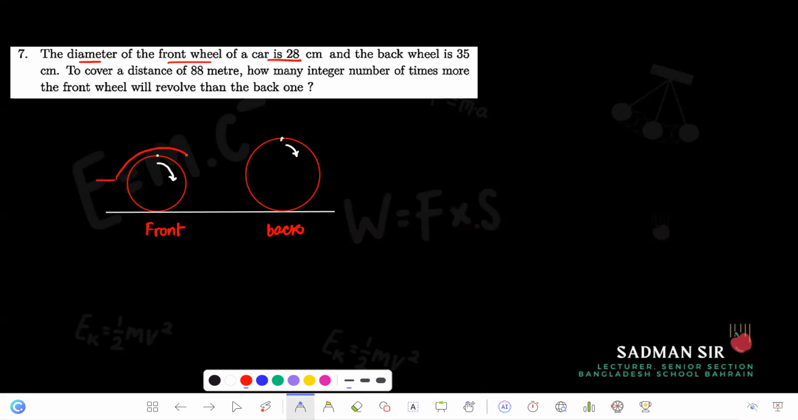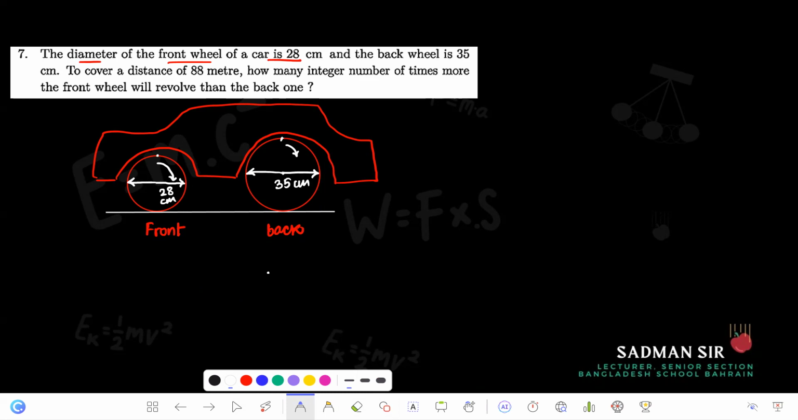So for your convenience, I will complete the figure and draw a vehicle or a car. It's not mandatory, but if you want, you can do it. So front wheel, back wheel. The radius of this one is 28 centimeters, oh sorry, not radius, I think the diameter. So if it is diameter, we can show it in this way. And here the diameter is 35 centimeters.